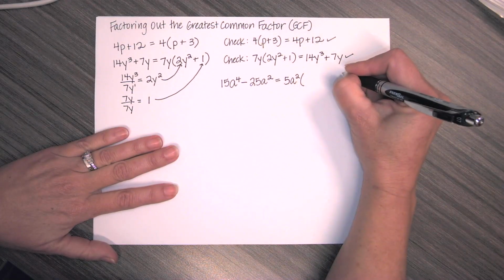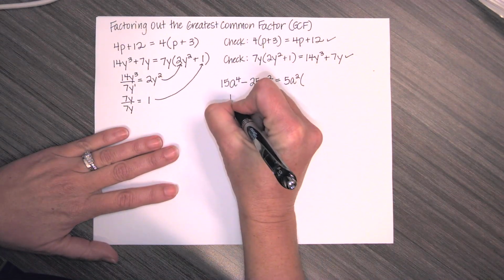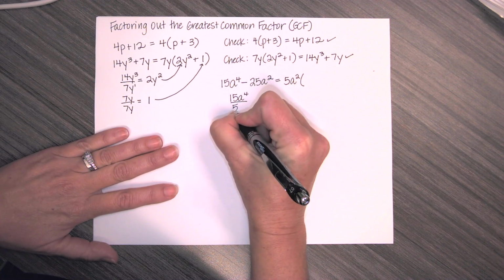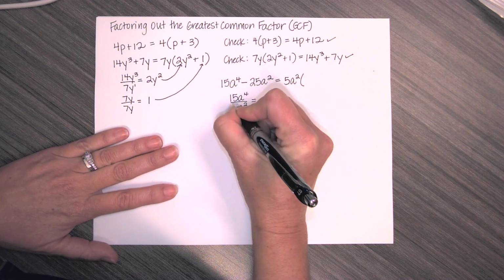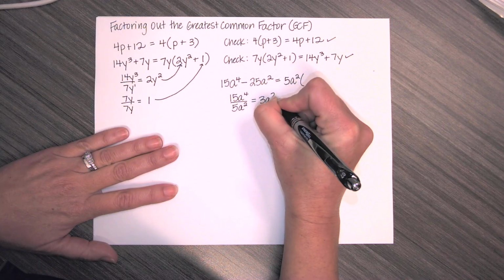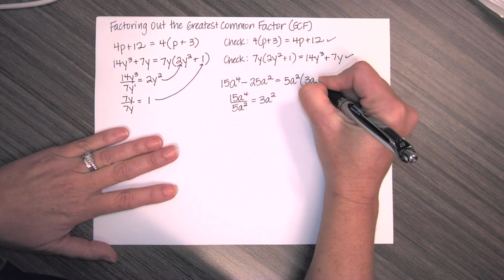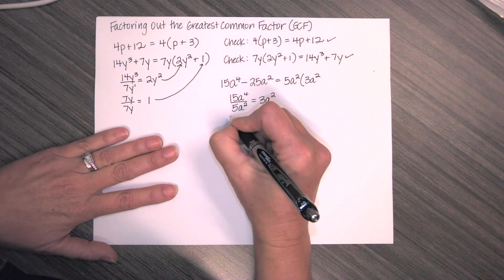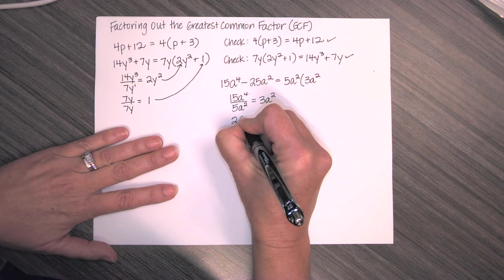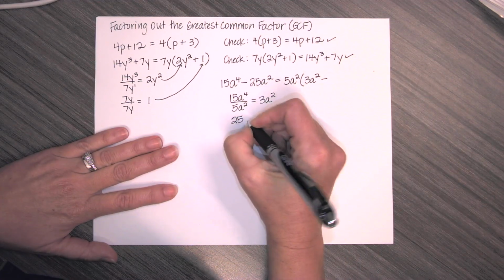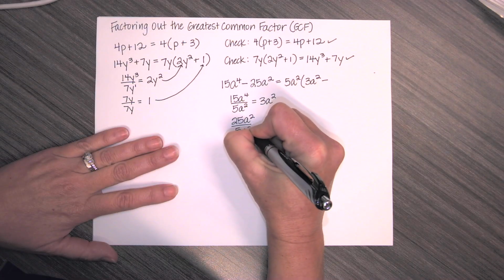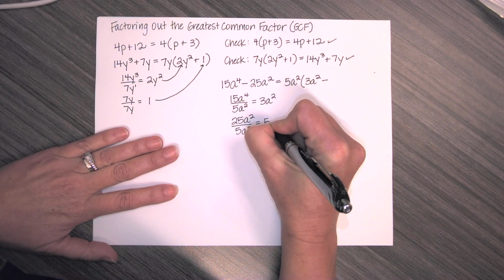And that is going to leave, let's see, we'll work it out right here. If we divide the first one by 5a squared, 15 divided by 5 is 3. Subtract your exponents. That would leave 3a squared here. Then we divide the second one. You can put the negative here, or you can just go ahead and put it here. 25a squared divided by 5a squared. 25 divided by 5 is 5.